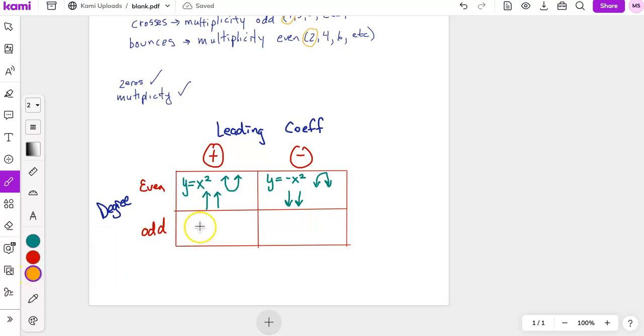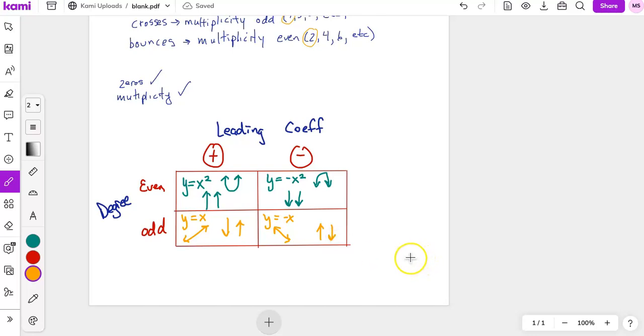And then if you think about odd graphs, the easiest one to think about is just a line. So like y equals x. If you look at the end behavior of y equals x, it goes down, up. And then lastly, if you have a negative odd graph, that's a negative looking line. So the end behavior of that would be up, down.